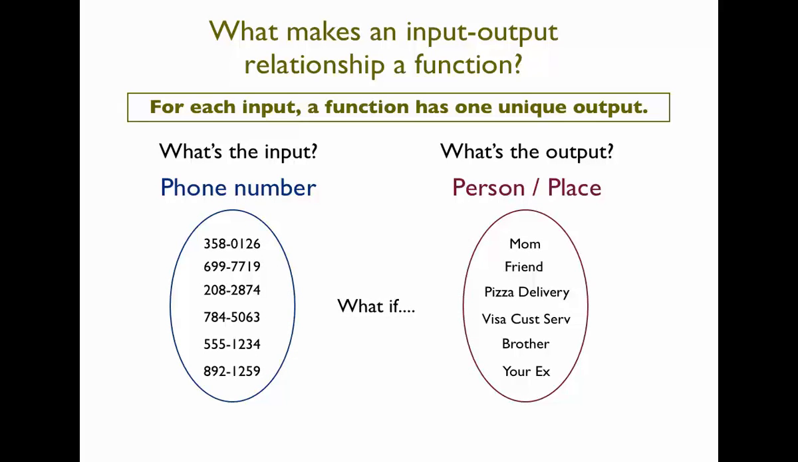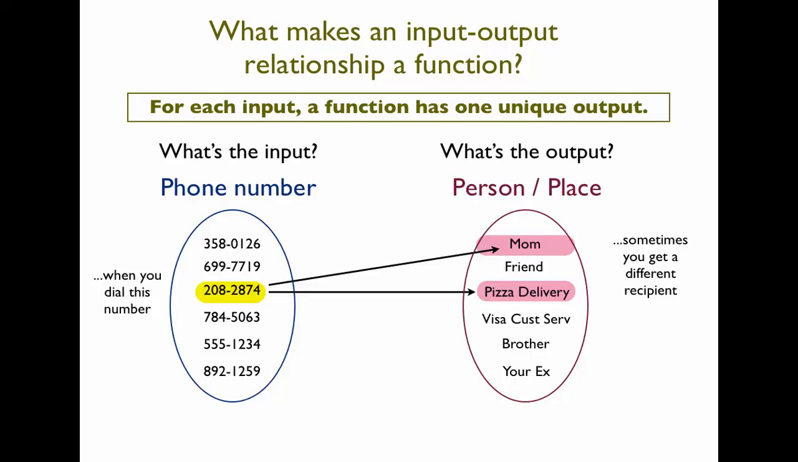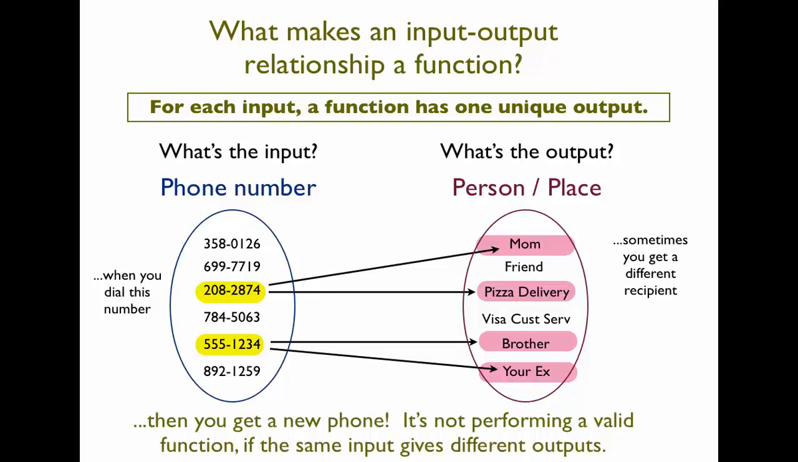Okay? But what if you dial this number, and sometimes you get mom, and sometimes you get your pizza delivery? Likewise, you dial this number, sometimes you get your brother, sometimes you get your ex. What are you going to do with this phone? You're going to get a new phone or a new service, right? This is not a functioning phone. Because for every input, you get more than one output. It's not a valid functioning phone. So it's violating the definition of a function.